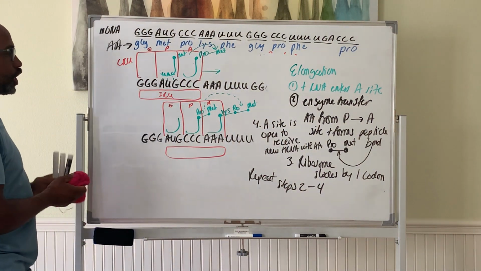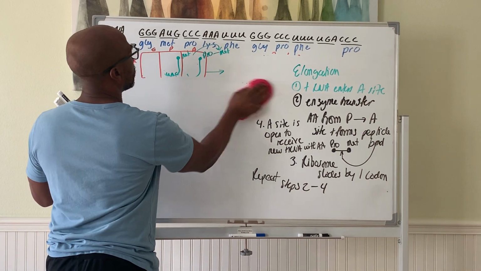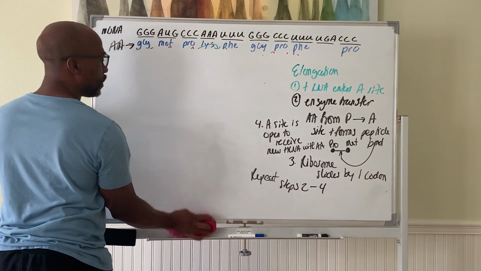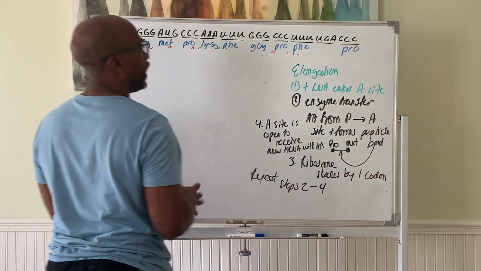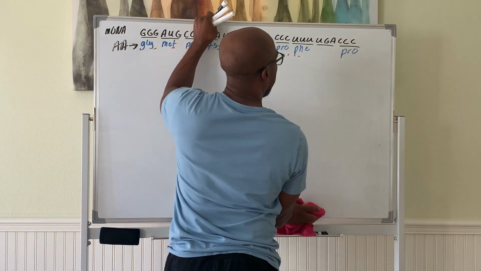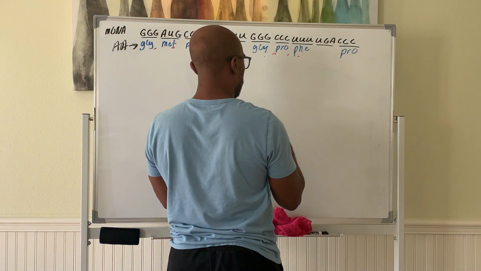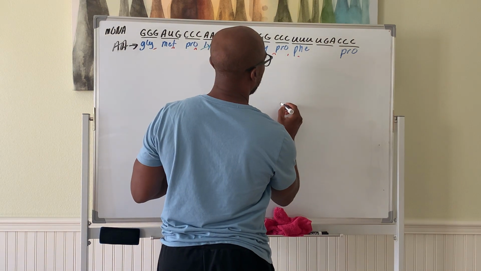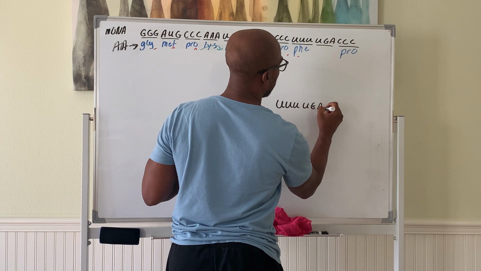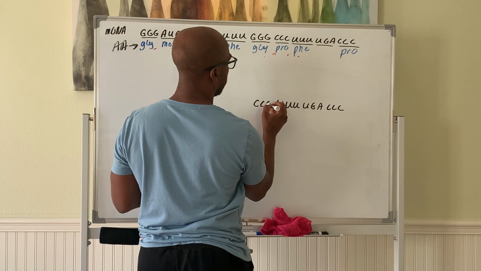So in termination, okay, so let's work our way down the mRNA, and let's pretend that now we're here at the UGA, which is a stop codon, okay? So here we go. Let's just draw this part of it. So you have your UGA, CCC, before it has CCC as well, okay?